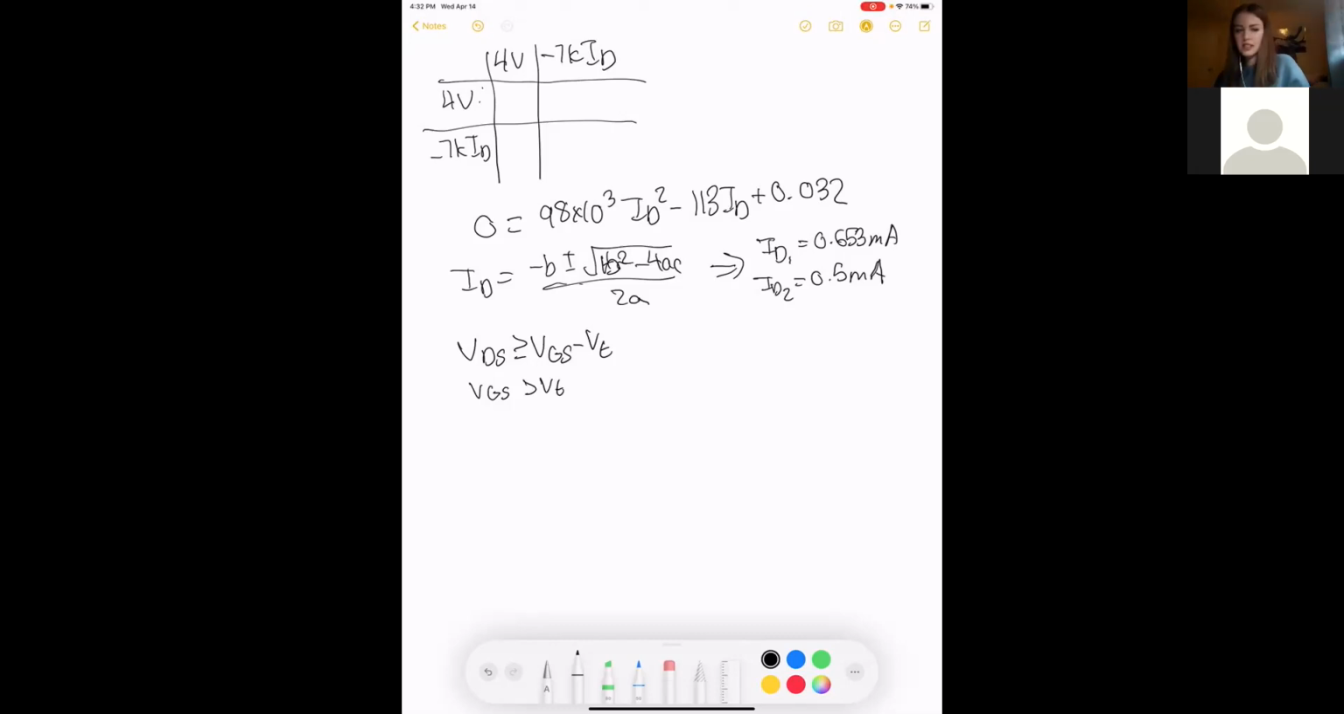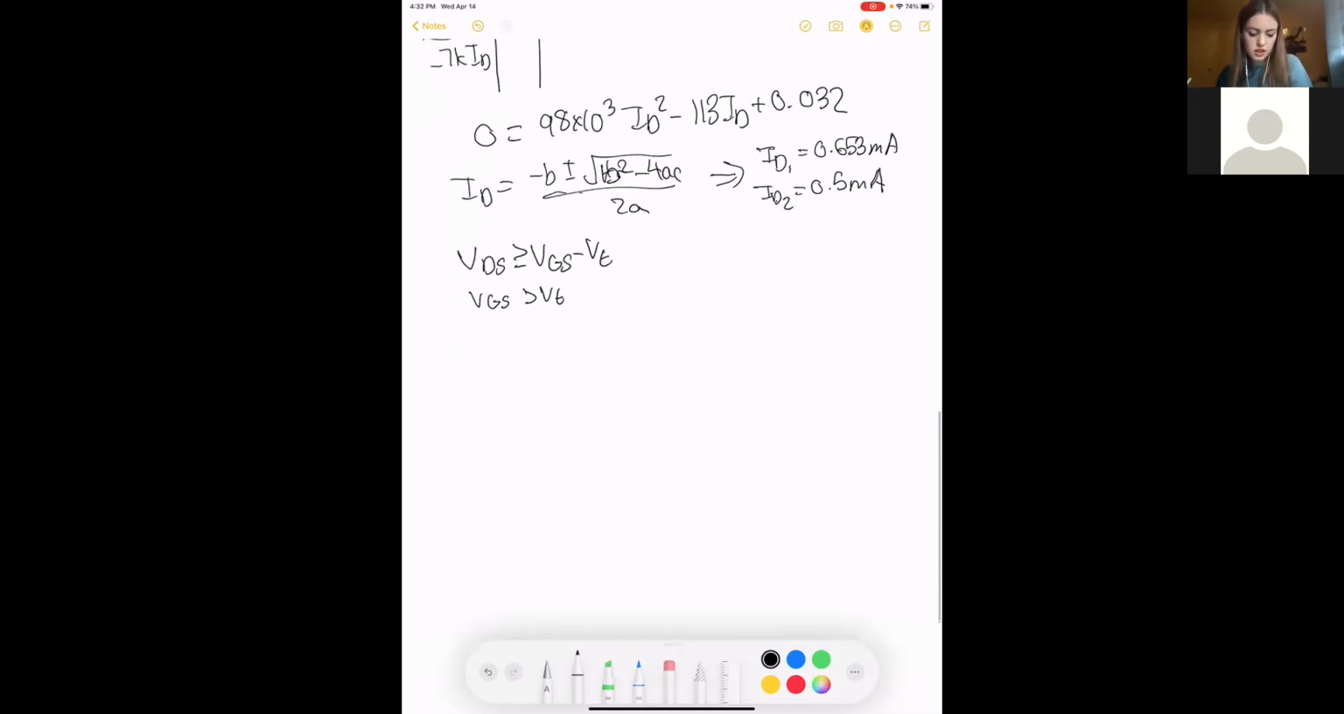I didn't notice that. They are being admitted. Yes, I believe those are the two things we want to check. VGS is greater than VT, and VDS is greater than or equal to VGS minus VT. So let's check both of these.